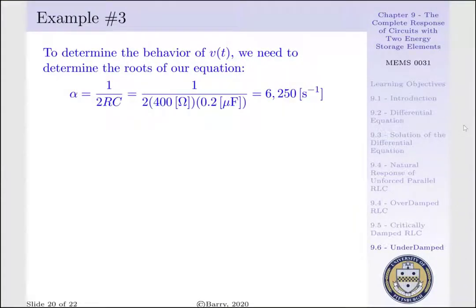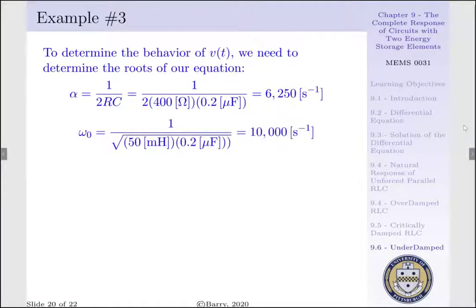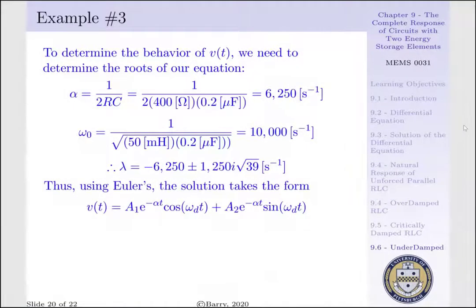Alpha, which is equal to 1 per 2RC, is equal to 6,250 seconds inverse. Omega naught is equal to 10,000 seconds inverse. And when we calculate lambda, we have minus 6,250 plus or minus 1,250i times the square root of 39 second inverse. Since we have complex roots, we have to use Euler's equation.